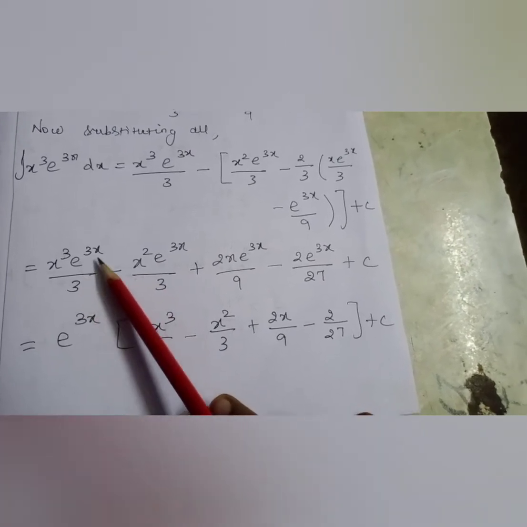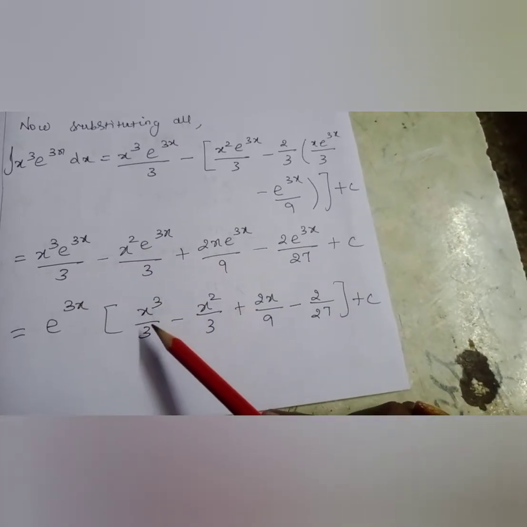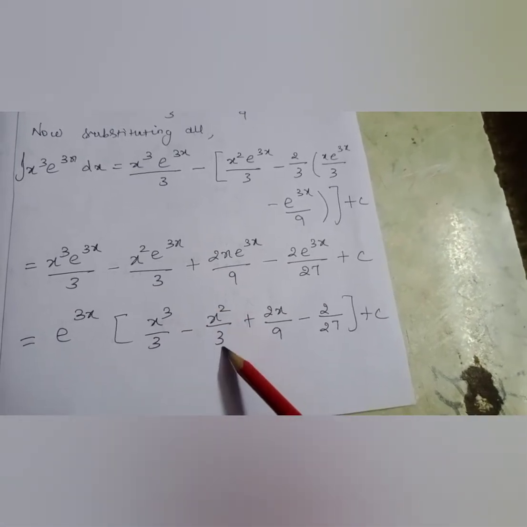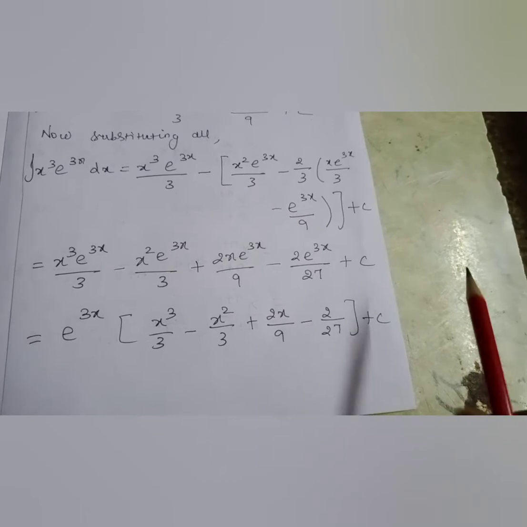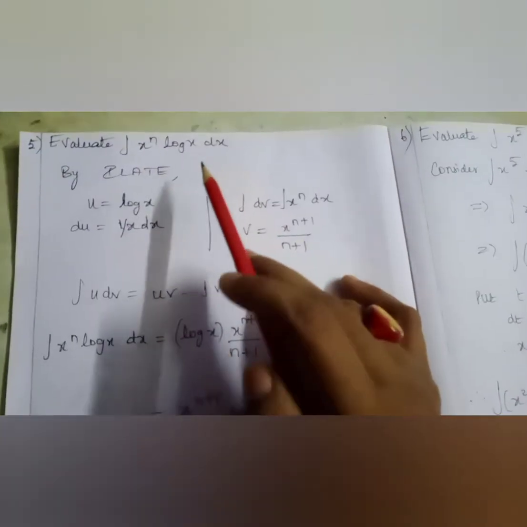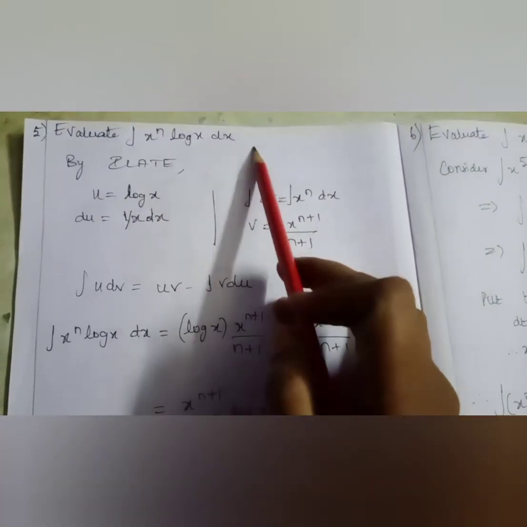So I will take this e power 3x outside, leaving the answer to be x cube e power 3x into x cube by 3 minus x square by 3 plus 2x by 9 minus 22 by 27 plus c. So this is a very important 5 mark sum. Okay, now we'll move on to the fifth sum, integral x power n log x dx.